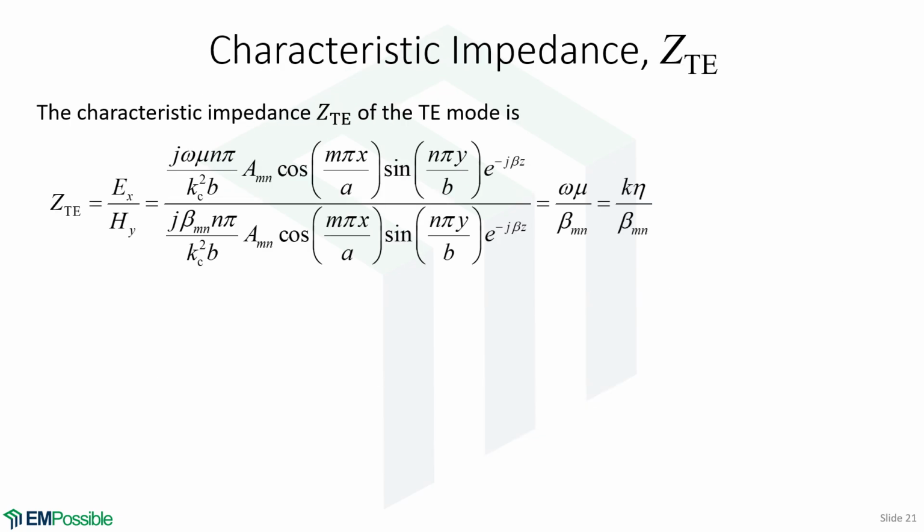Characteristic impedance. So the characteristic impedance is the amplitude of E divided by the amplitude of H, and we have expressions for those now. So we can work through the math and simplify, and we have an expression now for the characteristic impedance. And we also have an expression for our phase constant, so we are actually able to calculate the impedance of our TE modes.